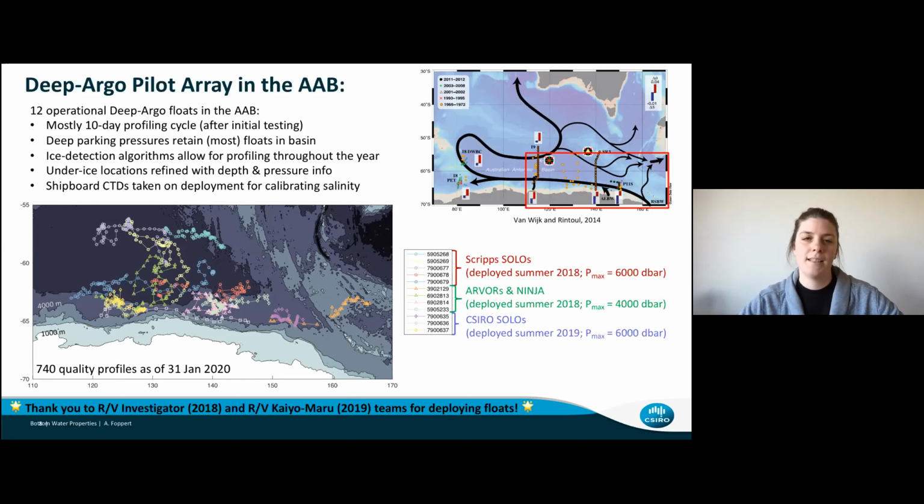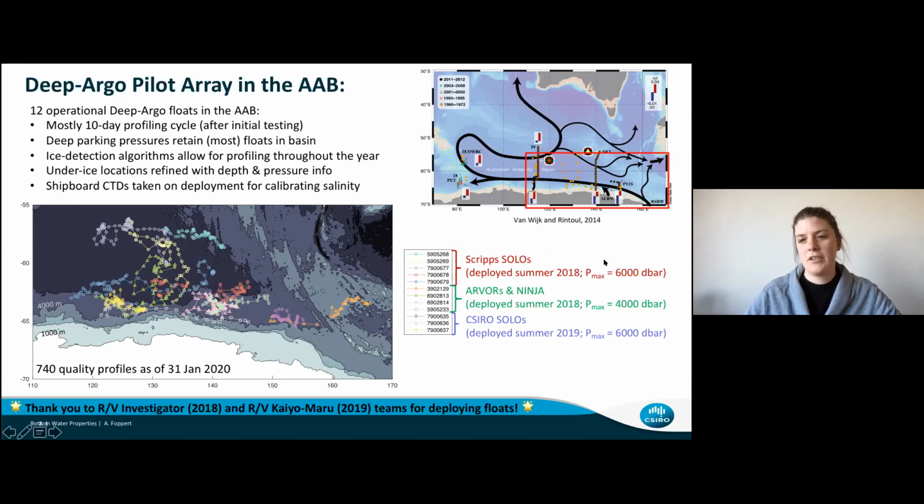And then finally, a shipboard CTD is taken with each one on deployment. That's used for calibrating the salinity. So I won't get into the details of the calibration. If someone wants to talk about it after, they're more than welcome, but I figured for this audience, you probably don't really care about the nitty-gritty.